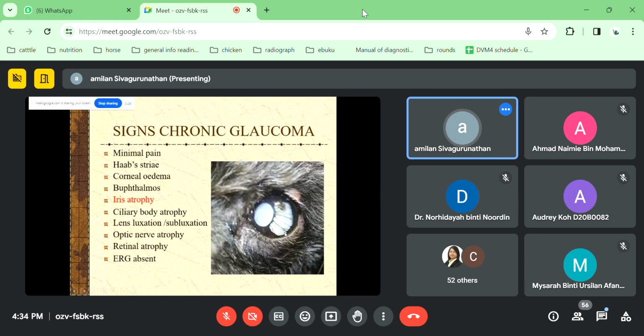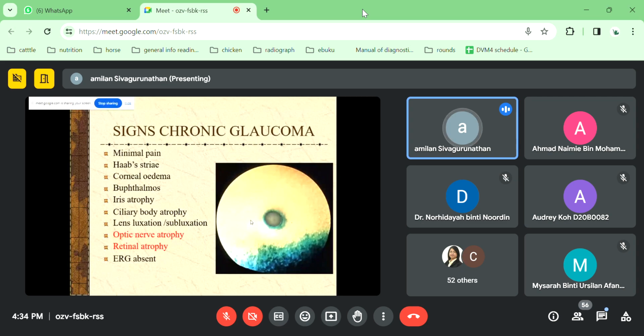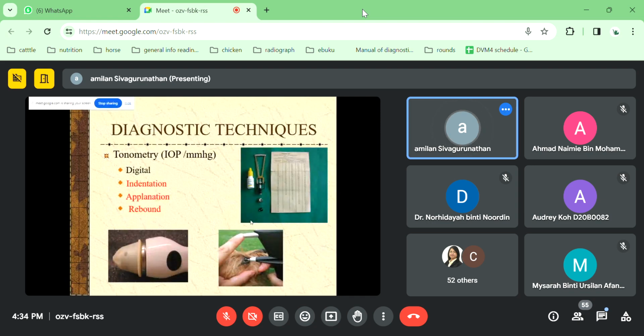Signs of chronic glaucoma can also include iris atrophy. Here, the iris is shrinking, creating these big pockets where you think it's maybe due to an ongoing aging factor or inherited issue when it could be due to glaucoma. And of course, you have lens luxation and subluxation. Optic nerve atrophy, again, there's no more blood vessels on the retina. We'll discuss this during the practical. Retinal atrophy. And of course, the techniques we use to measure.